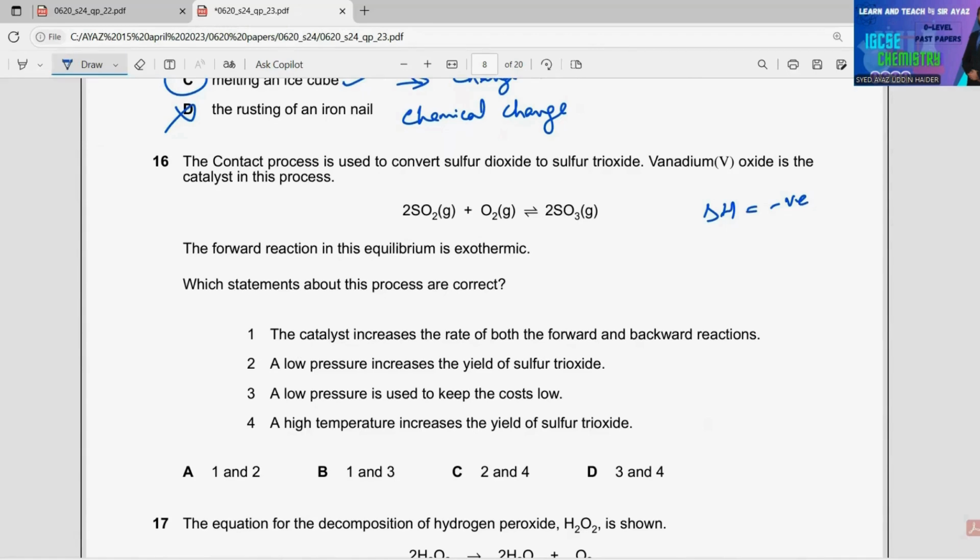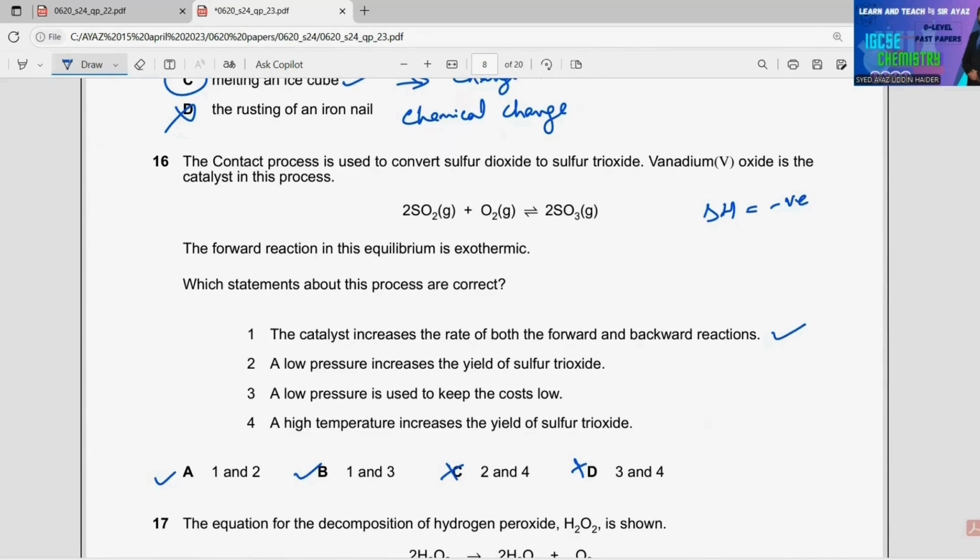The catalyst increases the rate of both the forward and backward reaction. This statement is correct. If this statement is correct, both A and B are correct. C and D are incorrect. It can't be the C or D answer in this case.